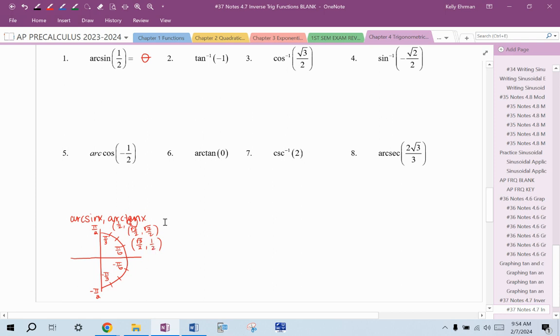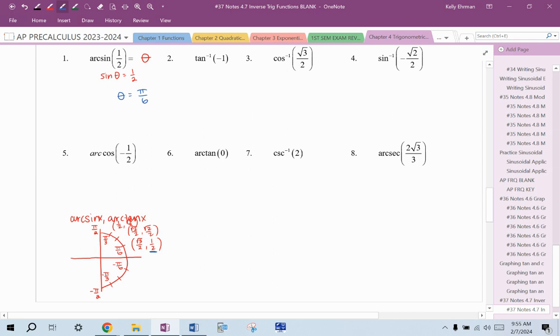All right, so back to this question. Arc sine of 1/2 means sine of what angle equals 1/2? And you're only allowed to choose out of this group. So which angle makes sine equal to positive 1/2? Sine's positive 1/2 right here. So that angle is pi over 6. So the answer for theta is pi over 6.